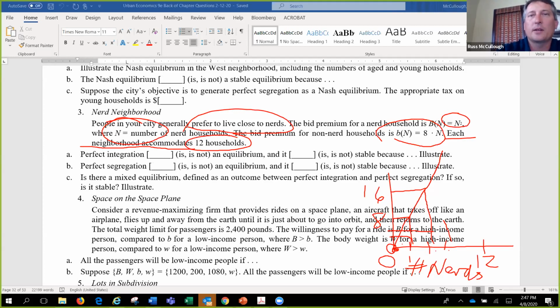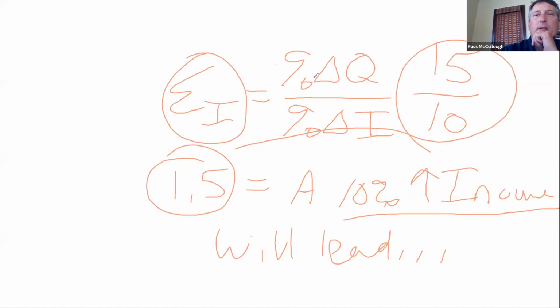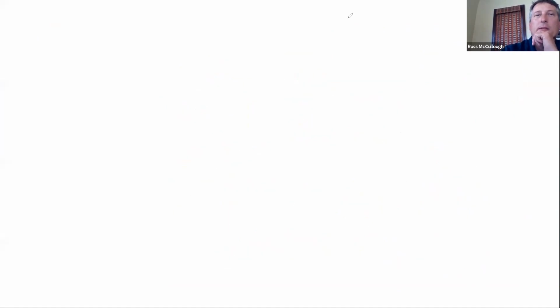So let me draw a different graph. We've got a non-nerd function that's going to be going up like this. At what level do they equal each other? Go to the chat box. At what level would they equal each other? Clear this.